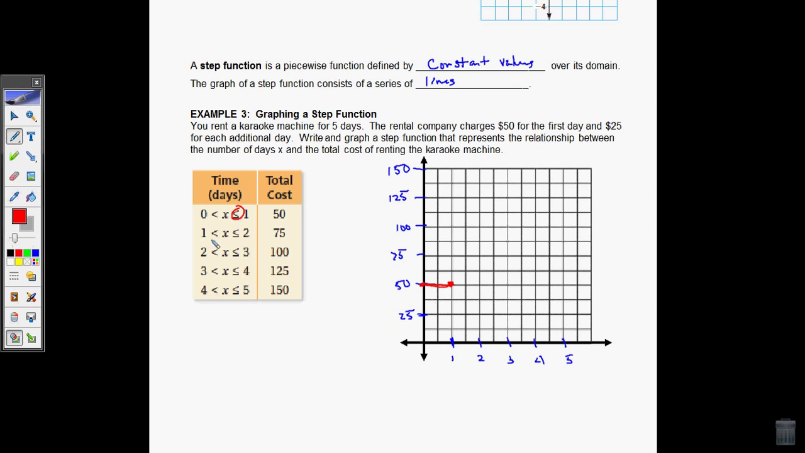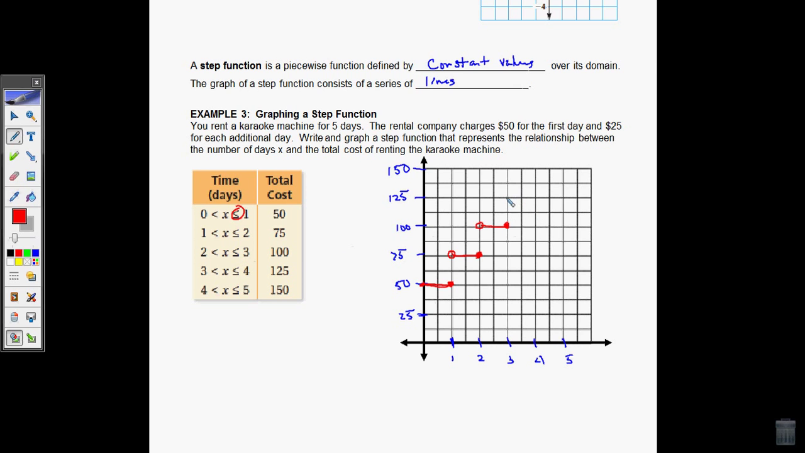And then it tells me that at 1, all the way to including 2, so it doesn't include 1, but it goes all the way and includes 2, it's equal to 75. So right here we jump up. We have an open circle because it does not include 1. It's going to be 75 all the way until 2, and it does include 2. Then I do the same thing. I jump up again to 100, and it doesn't include 2, open circle, all the way till 3, closed circle, because it does include 3.